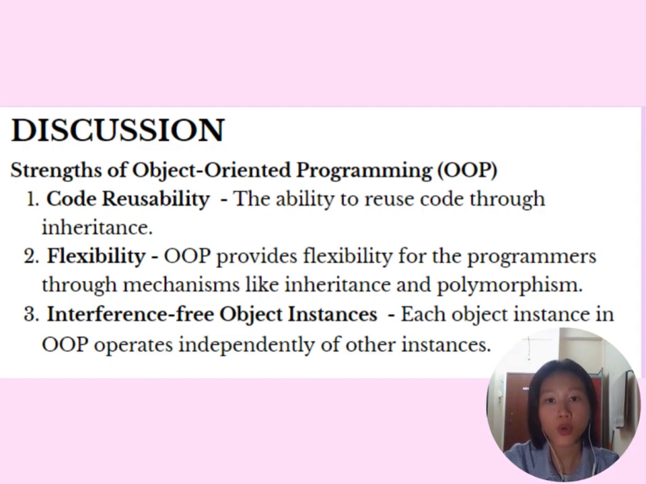Second is flexibility, where OOP provides flexibility for programmers through mechanisms like inheritance and polymorphism. The third strength is interference-free object instances. Each object instance in OOP operates independently of other instances. This encapsulation ensures that the internal state of the object is hidden from the outside world.